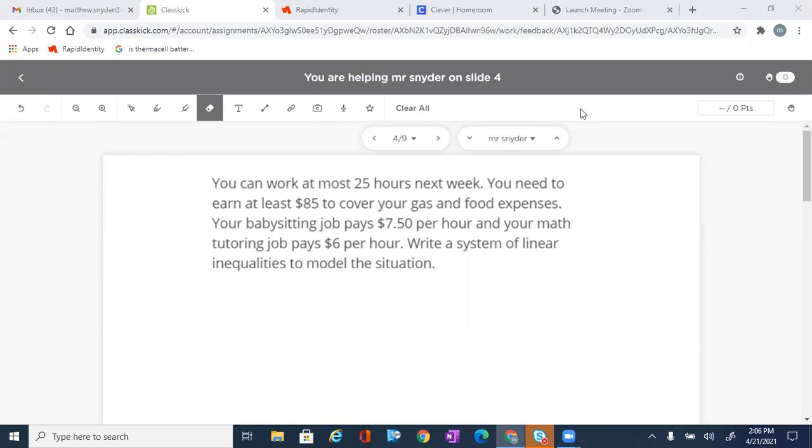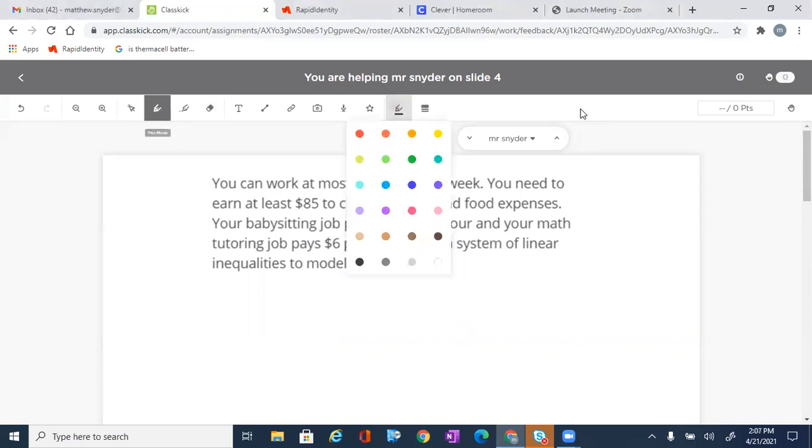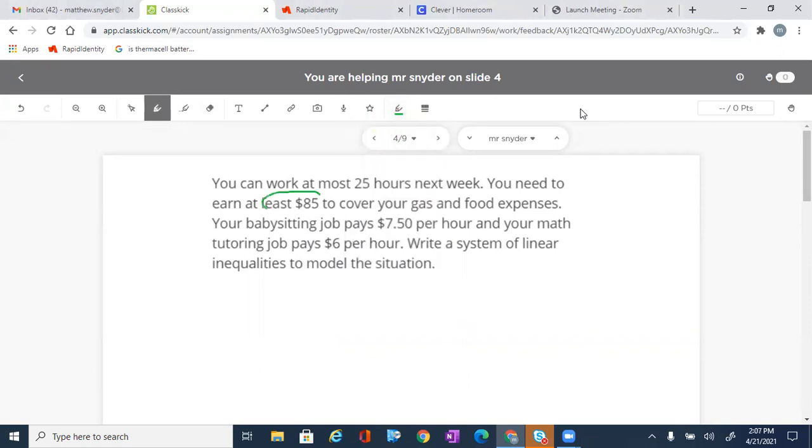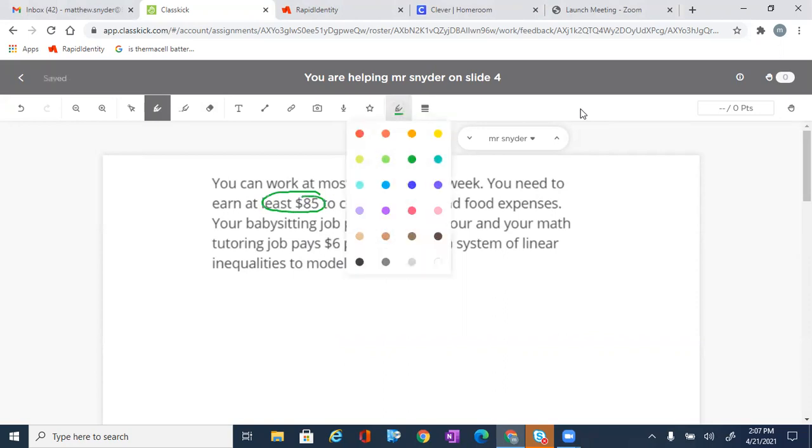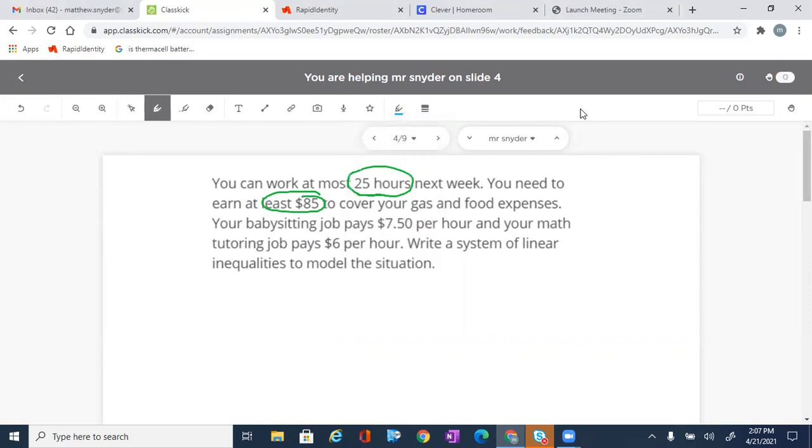Write a linear inequalities to model these situations. So a couple of things we've got going on here. We've got two jobs that are going to produce some money and have to be worked up to a number of hours. Those two jobs are going to be what our variables are in this case. So we are babysitting, and we are going to have a math tutoring position.